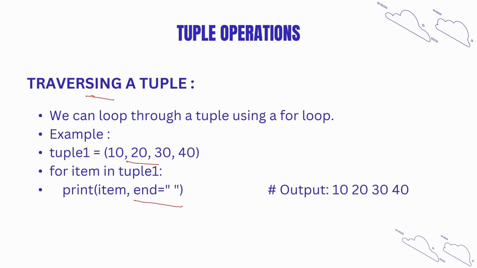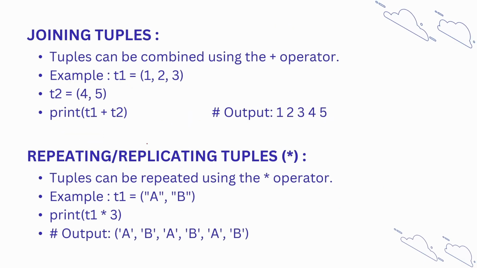So this gives us the output 10, 20, 30, 40, because it traverses through every element inside a tuple and prints it. Okay. Next is joining tuples.